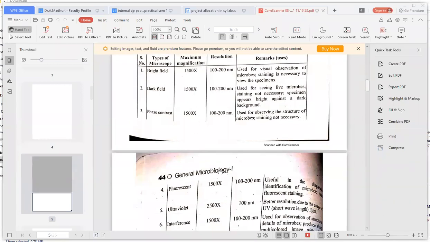You have to remember this magnification and this resolution values also. They can ask what is the resolution of a UV microscope or fluorescent microscope. You should be able to write. What is resolution basically?